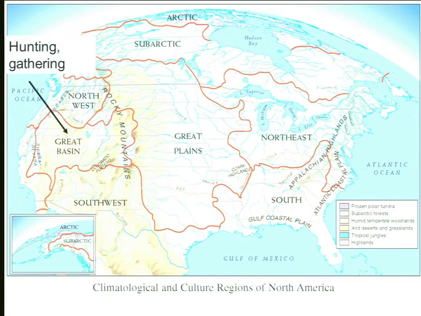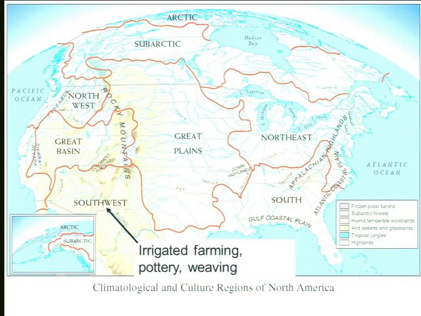Hunting and gathering in the Great Basin. In the Southwest, irrigated farming, pottery, and weaving. So if you've been to New Mexico and Arizona, you know it's pretty hot and dry down there. If you're going to farm down there, you need irrigated farming. Irrigation is not a 20th century invention. Irrigated farming was the activity that's taking place.